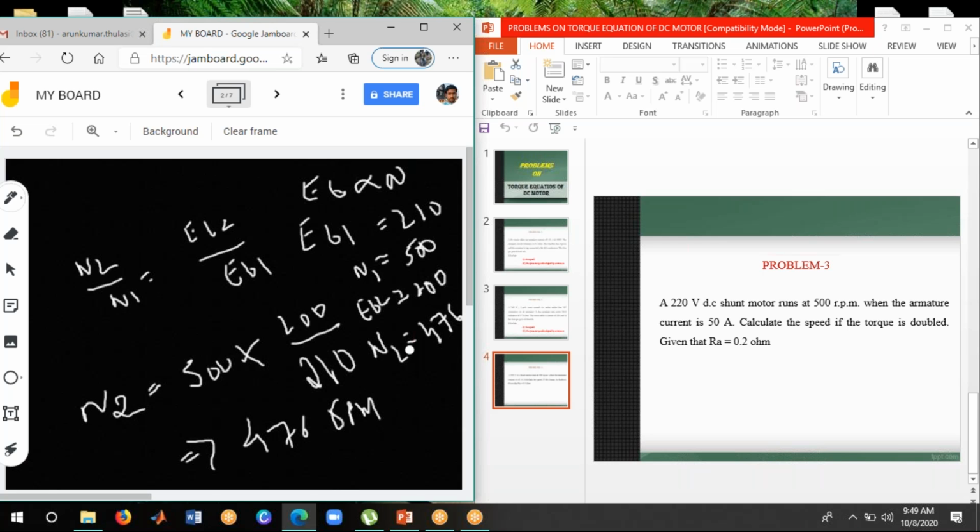Okay, right. So okay students, this is about problems based on the torque equation. Tomorrow in class we are going to discuss the different types of DC motor. We already covered the types of DC generator, and in the same way we will discuss the different types of DC motor in tomorrow's class.